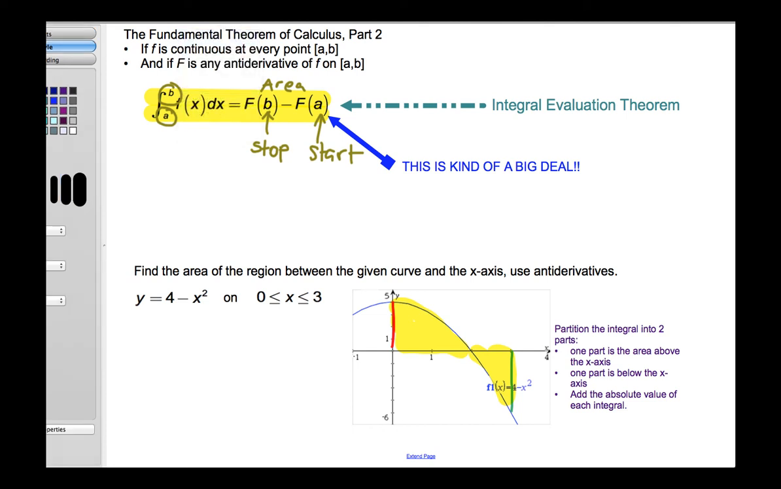Following our fundamental theorem, our setup is going to be the integral from 0 to 3 of 4 minus x squared dx. And so we can integrate this. This is going to be 4x minus x cubed over 3. And this is the part that we would call the antiderivative.